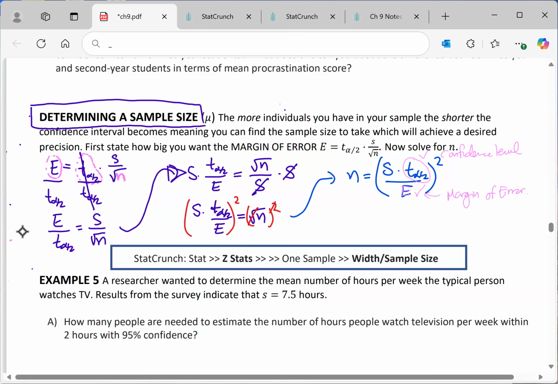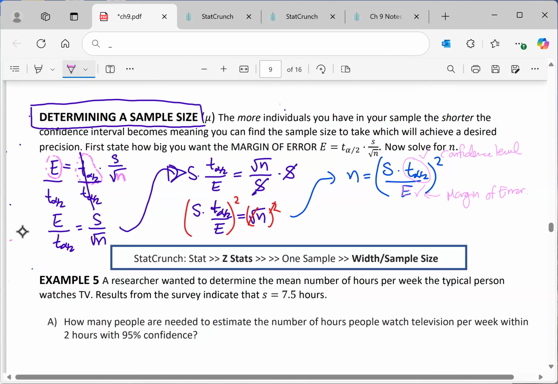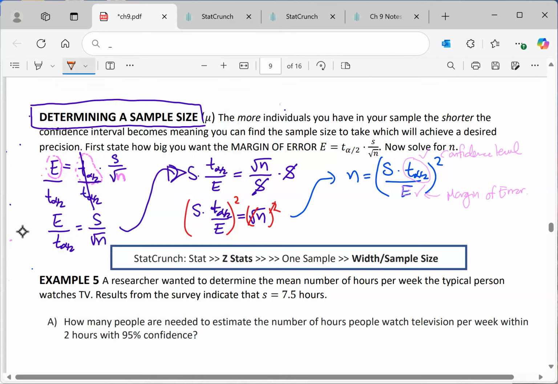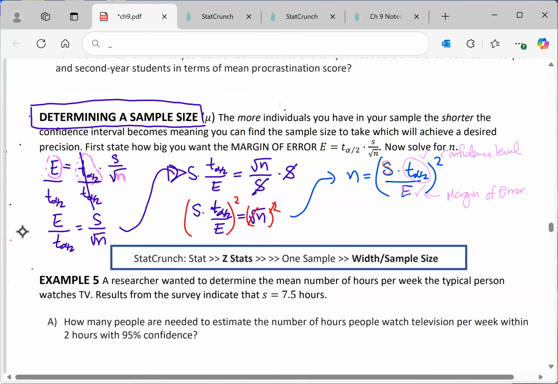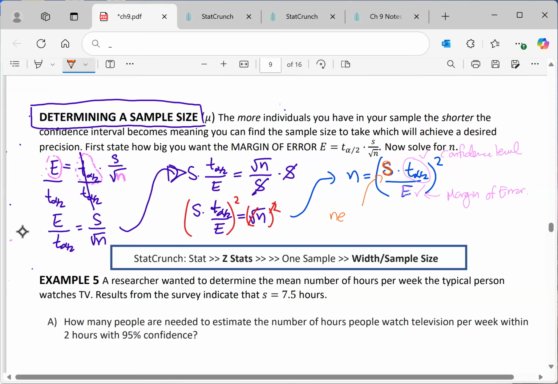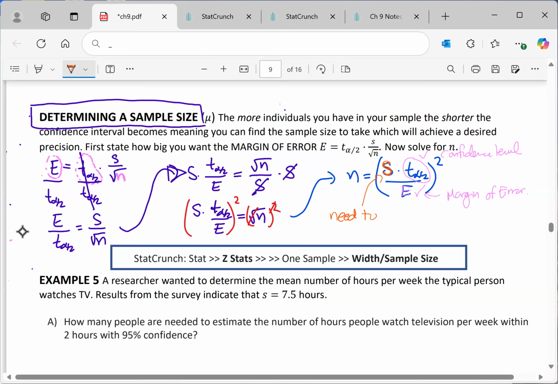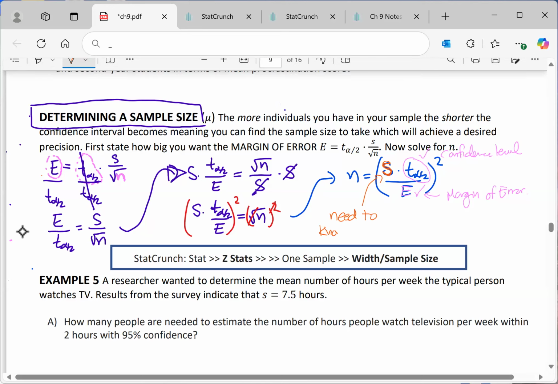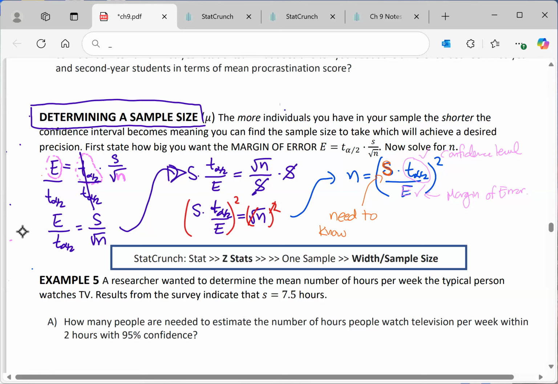And notice that S is in the right-hand side. So for you to succeed, you need to actually have an idea of what S is. So we're realizing that, not only do you need the margin of error and the confidence level, you also need to know what S, the standard deviation, is.